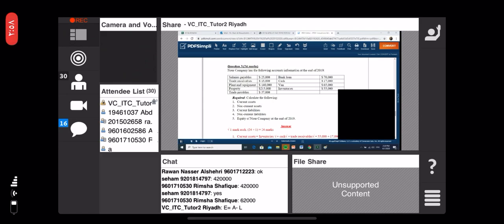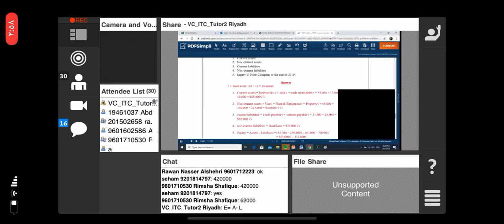So for assets, how many parts do we have? We have current assets and we have non-current assets. So what's the total amount of assets? Total assets means answer number 1 plus answer number 2. So what amount for answer number 1 and answer number 2? 85,000 plus what? Plus 420,000. So the assets will be equal to what?